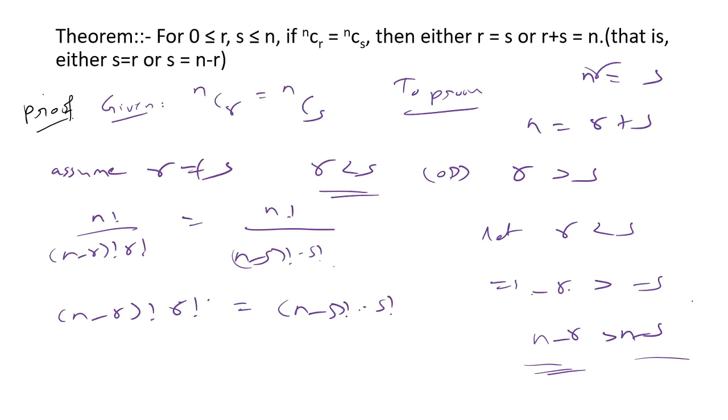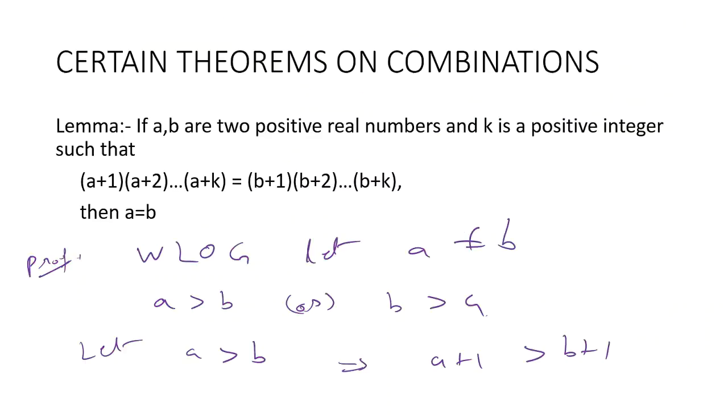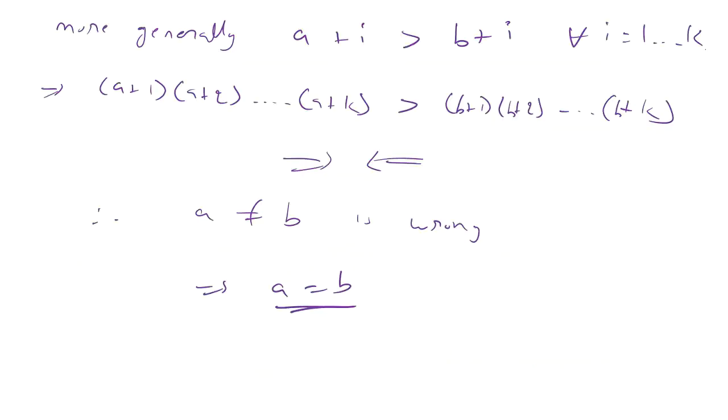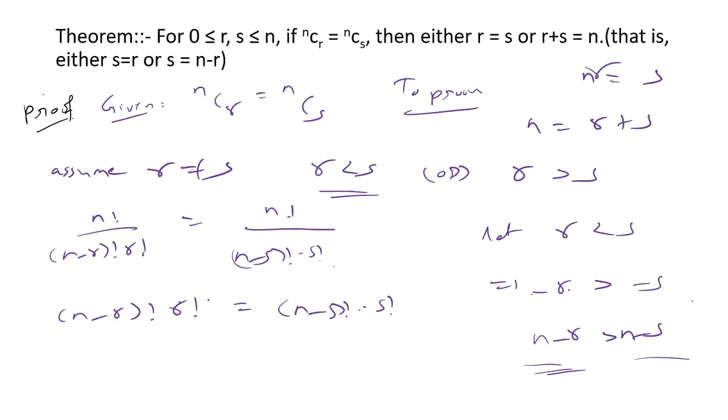In order to prove this theorem, we have this lemma. So don't give much importance to this lemma and the proof of this theorem. You have to just remember the statement of the theorem. And the statement of the theorem is: if n choose r is equal to n choose s, then n is equal to r plus s, and the other one is r is equal to s. R is equal to s is the obvious thing. All that you have to prove is n is equal to r plus s.